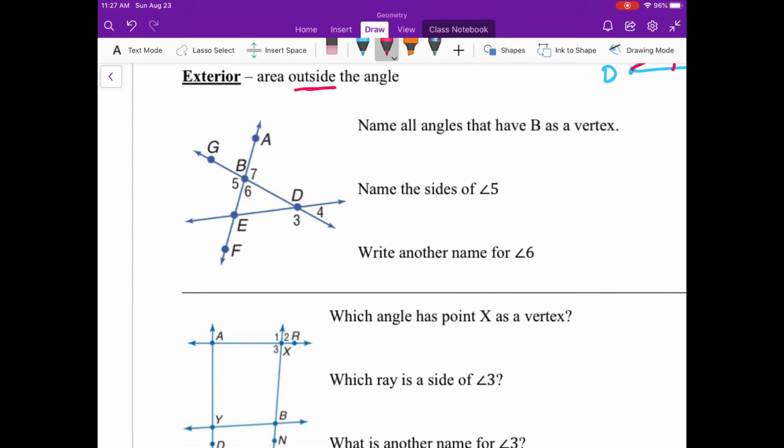Okay, let's get to this first example. Name all angles that have B as a vertex. So let's look and see where B is. So we're trying to figure out which angles has B as a vertex. So I see angle ABG is one, which is right here. I can also go the other way. So I can say angle ABD. Remember, you can also name it with the number in there, so we can say angle 7.